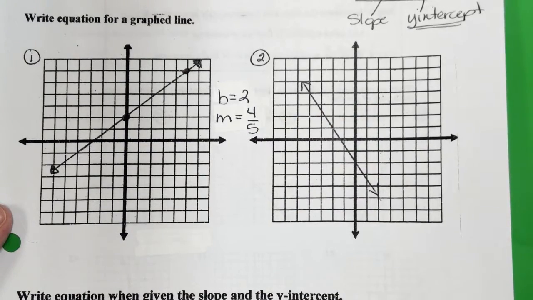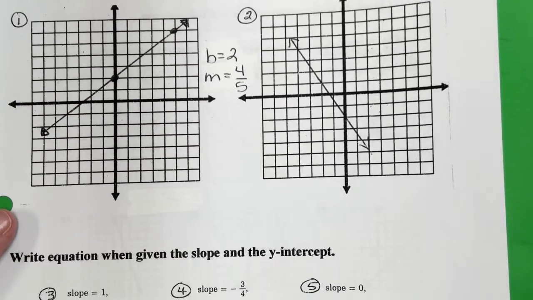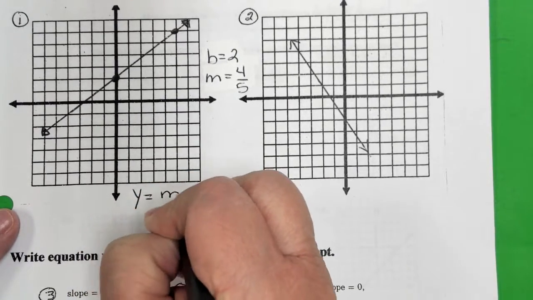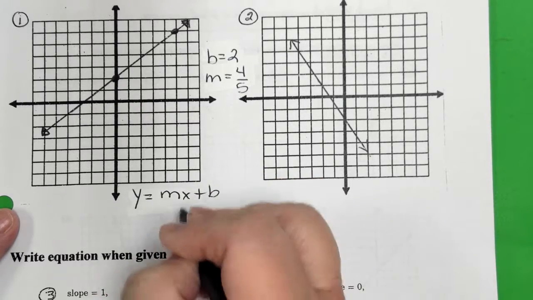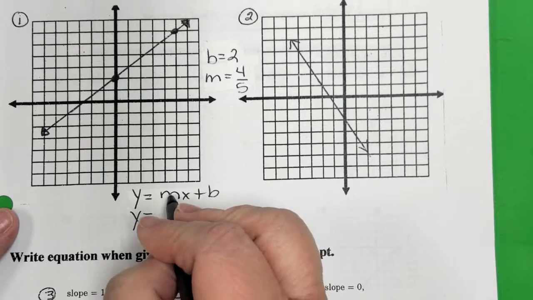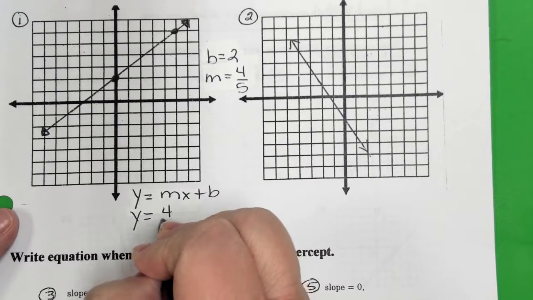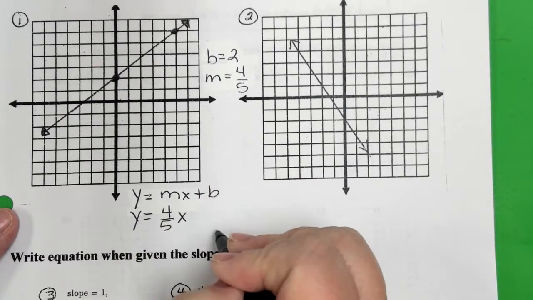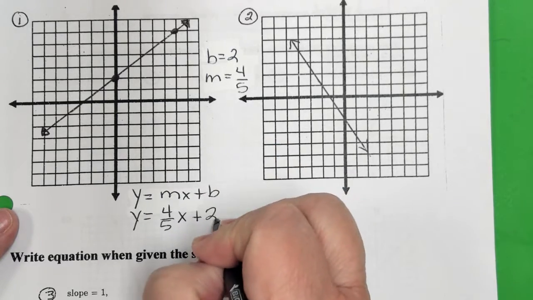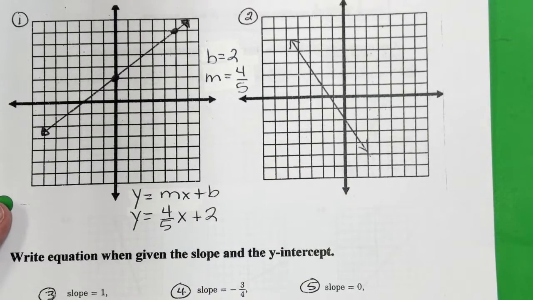All we needed was the slope and the y-intercept. We've got it. We're ready to write our equation. Y equals mx plus b. We're going to put the slope in place of m. Our slope is 4/5 x plus our y-intercept is 2. And there's our equation in slope-intercept form for this line.